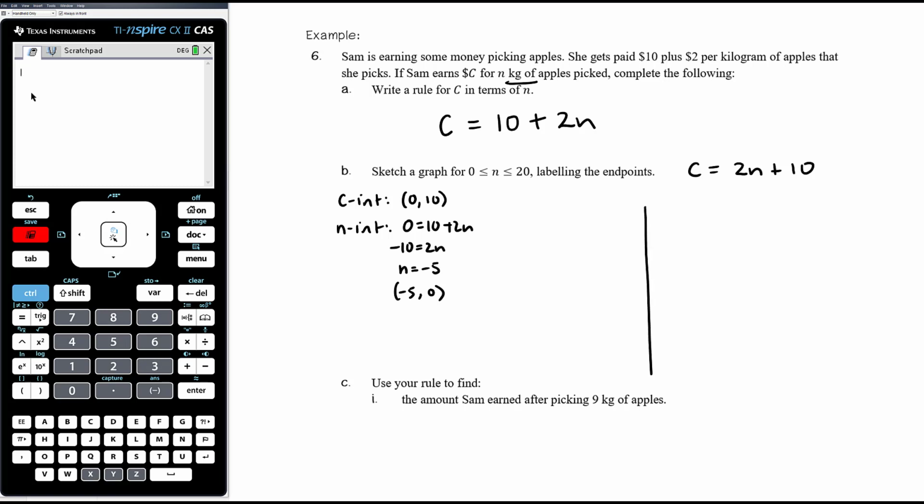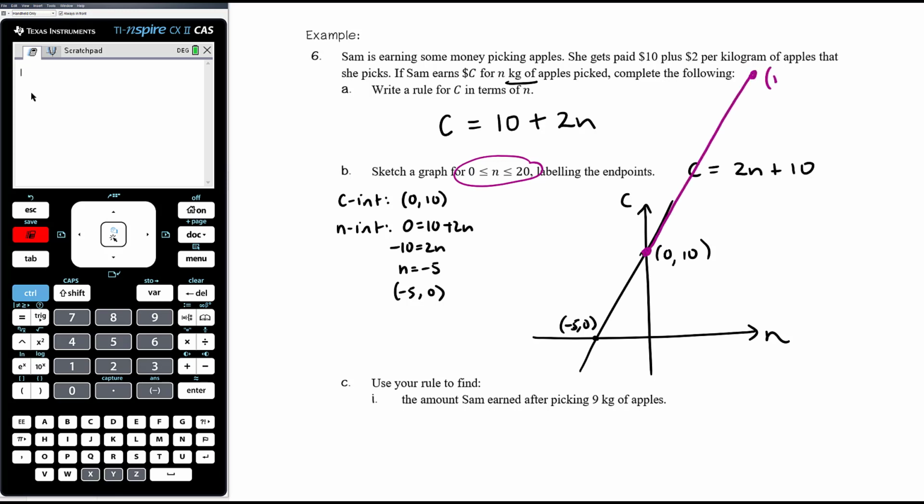So if we just drew this graph, let's forget about the restriction for a minute. We just drew this graph, it would go from negative 5, y-intercept at 10, sorry, c-intercept at 10, n-intercept at negative 5, 0. But we're not interested in negative n. It's not relevant to this problem. We only want to draw this graph from n equals 0 up to when n equals 20 to work out the y value there. And we're not going to draw any of this back here.